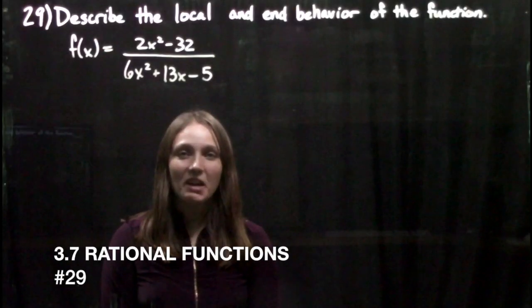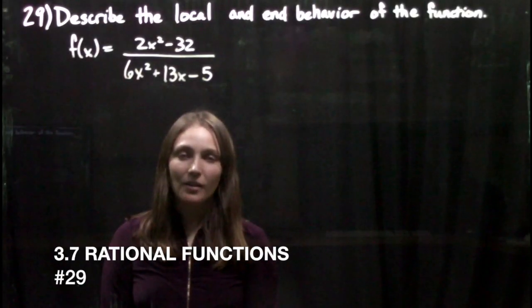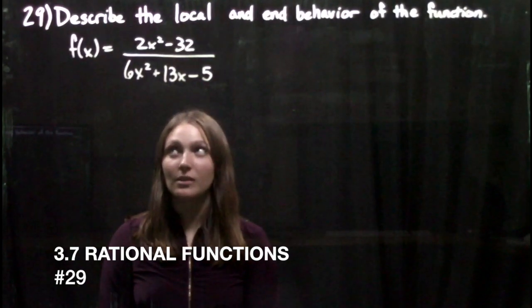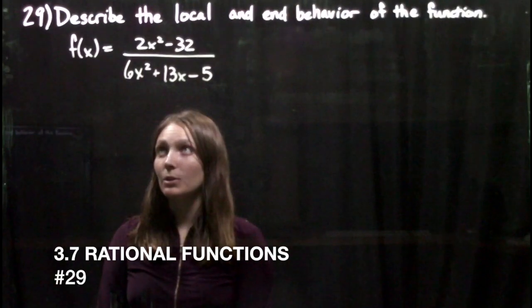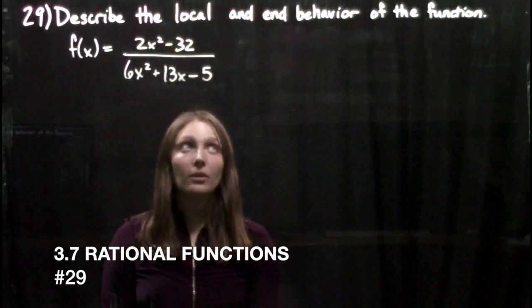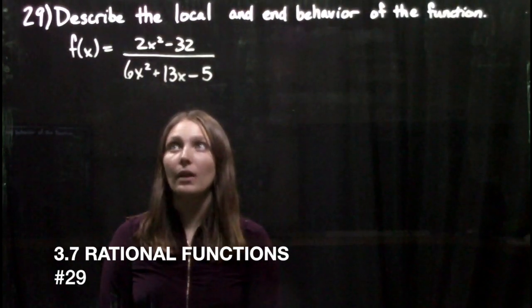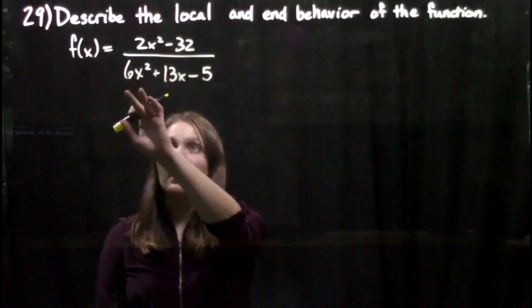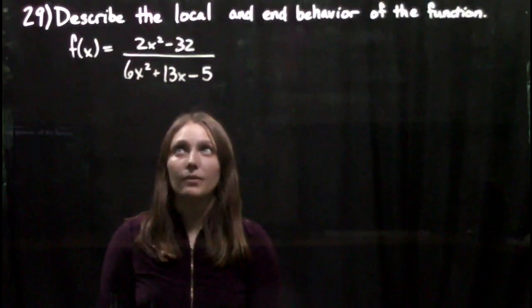Hey guys, in this video we're going through Chapter 3 on polynomial and rational functions, and we're going through Section 7 on rational functions. In this video we're doing problem number 29, which says describe the local and end behavior of the function f of x equals 2x squared minus 32 over 6x squared plus 13x minus 5.